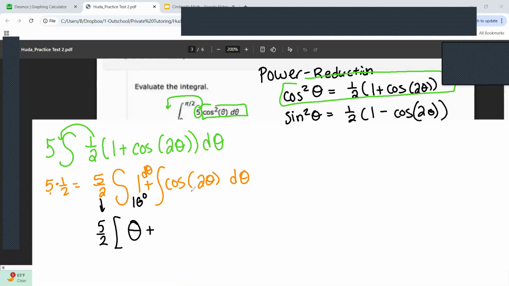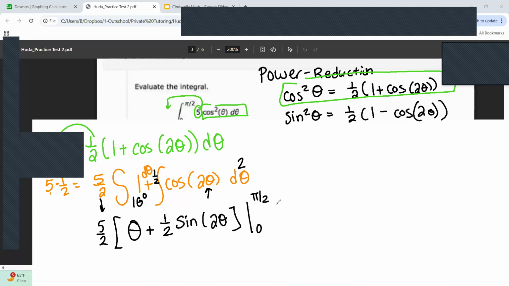Plus, let's integrate the cosine part, but remember we need the derivative of this part, the argument. So this needs a 2, so put a half. Okay, now what's the integral of cosine? It would be sine, and keep the argument. And then we are going from 0 to pi over 2.